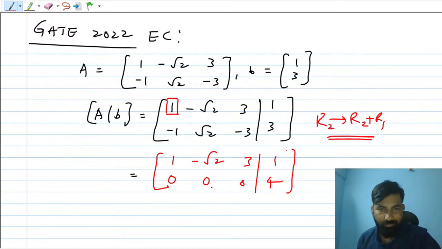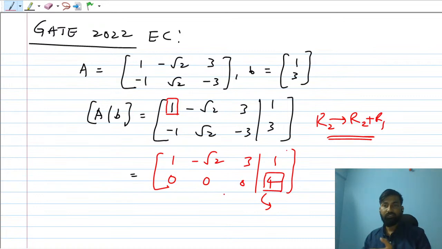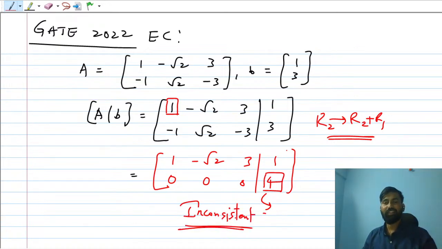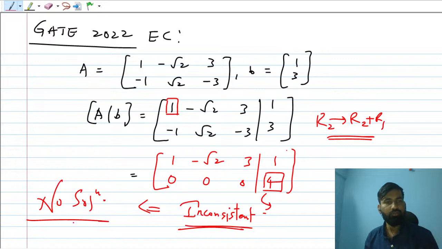So you see here, as I said, the right column has a pivot in this case. If the right column has a pivot, 0 equal to something is not possible, as everybody knows. So it is inconsistent. So blindly you can say that if it is inconsistent, you will not get any solution. So you can say no solution.